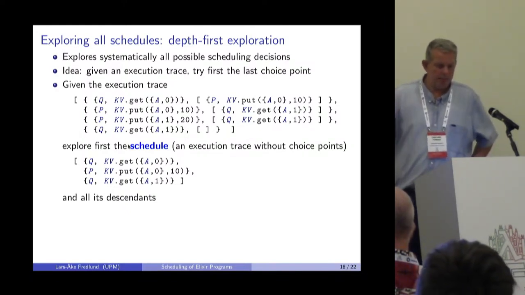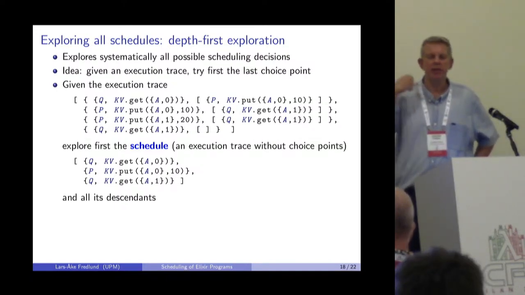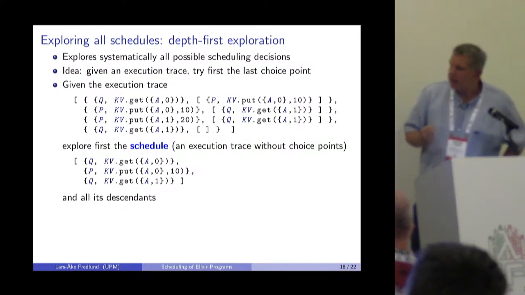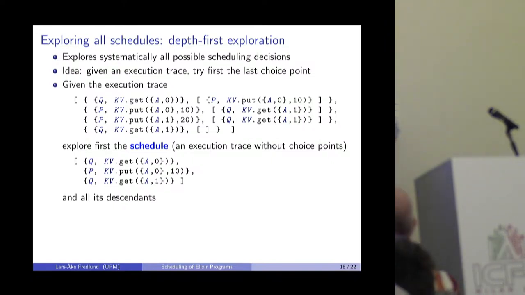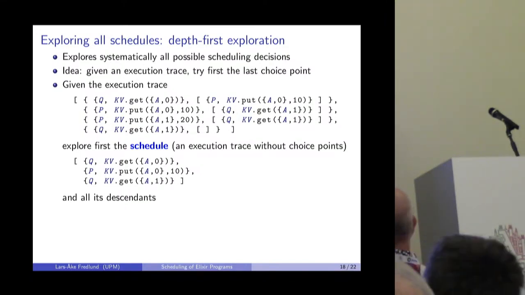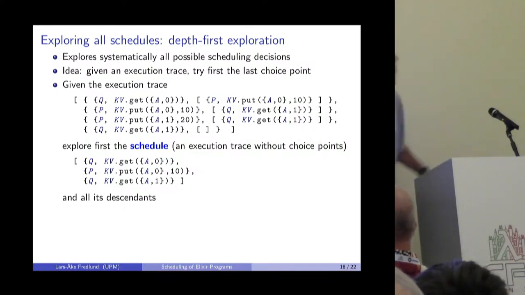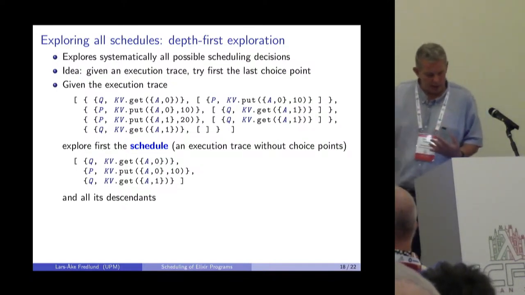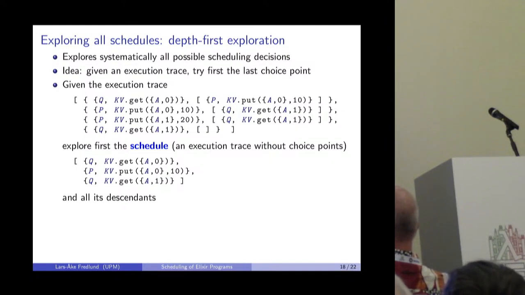Well, this is the first step. We start by exploring the latest choice point, the first alternative that wasn't explored before. In this case, it is on the third line here, where the queue process wanted to read from the array. But it didn't happen, because instead the P process executed. So in the next schedule to try out, we just use the queue option instead.